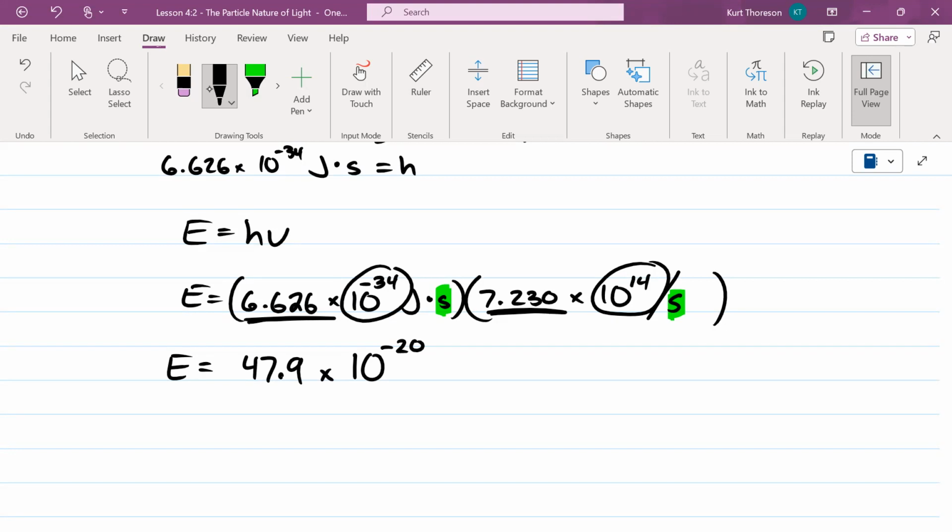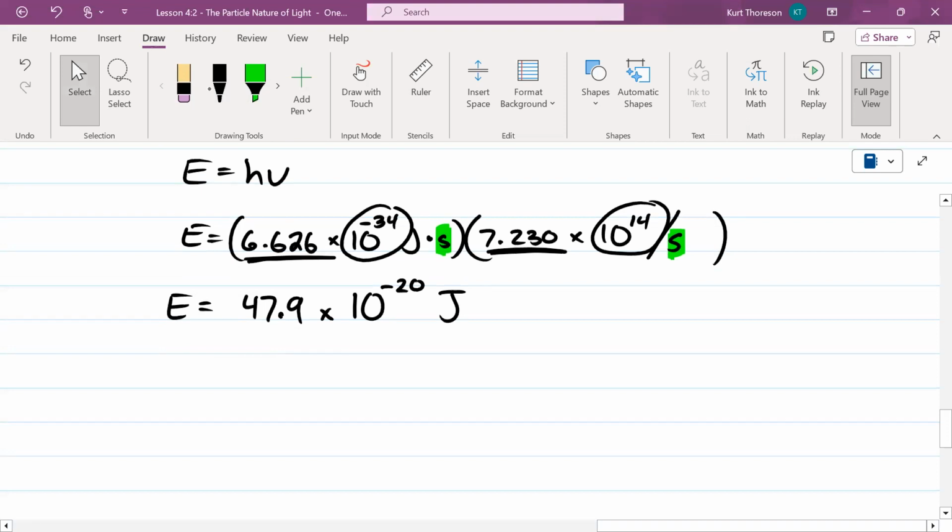It's not 47.9 times 10 to the negative 20. It's 47.9 times 10 to the negative 20 joules. You have to write the unit of measurement. This is very likely the first time in your educational lives that you have to have a unit of measurement. You didn't before. Now you do. And it is going to take some errors for you to get with the program. I will help you with that.